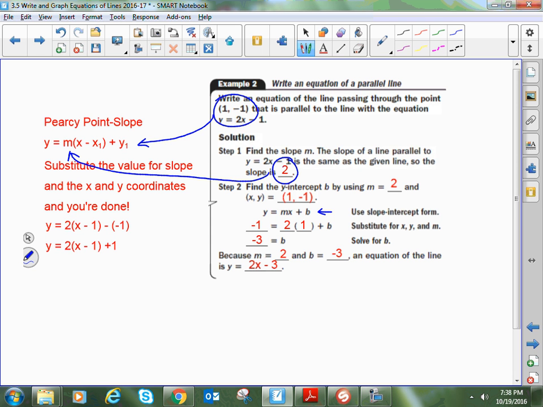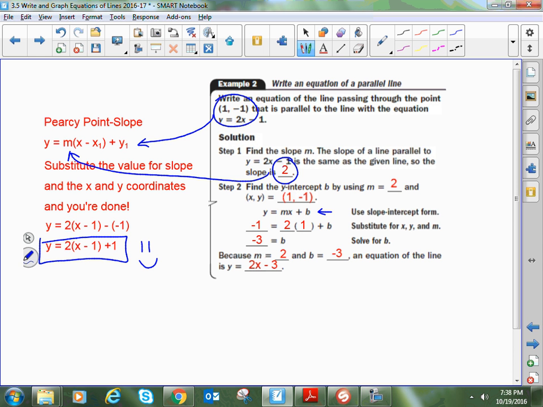And here is where we can stop. We don't have to distribute the 2 and then combine our like terms to simplify it into slope-intercept form unless you have to. It's perfectly fine to leave it in point slope form. So this is a happy little answer right here if you wanted to do it that way.